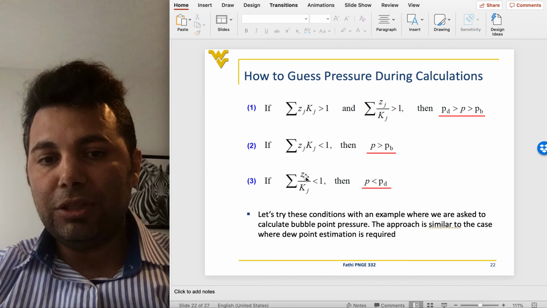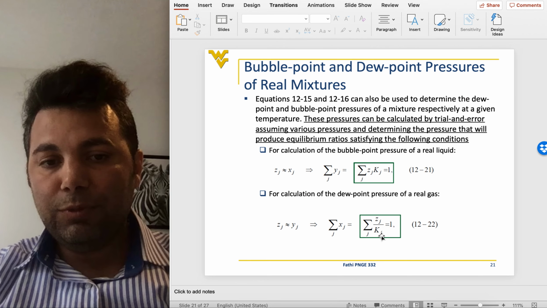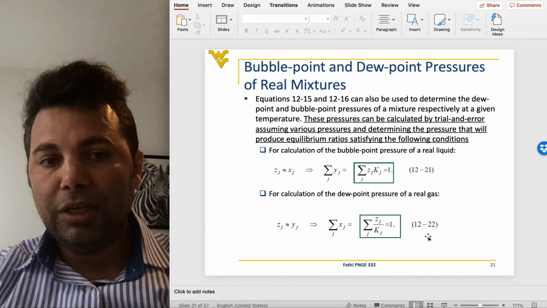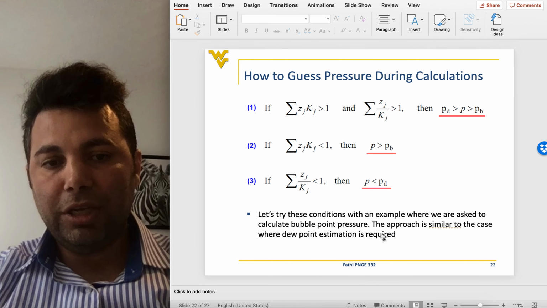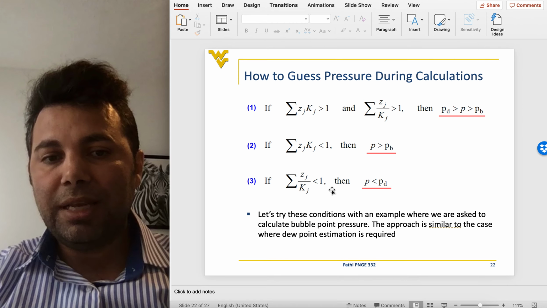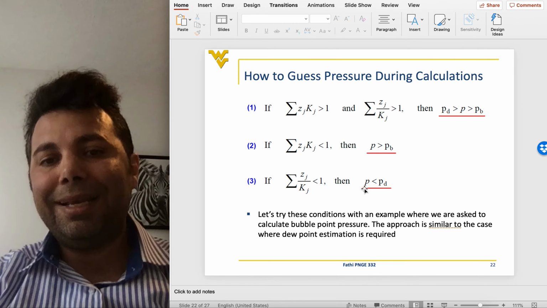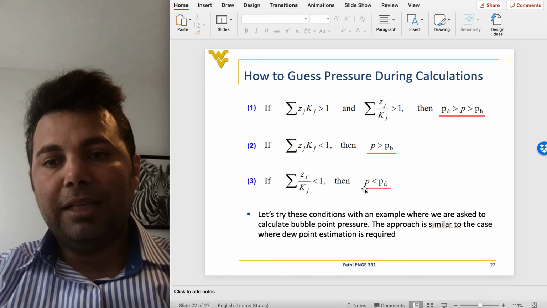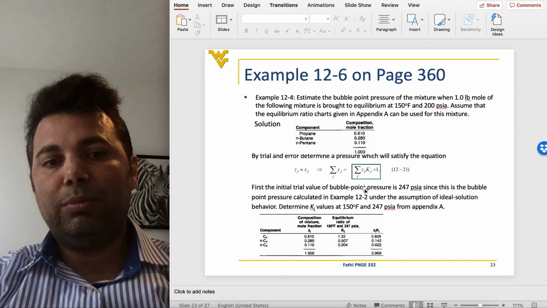How? Again, the Zj, I know it. For Kj, I use the pressure that I find using the ideal solution, the reservoir temperature, and the composition. I read the Kj values, and then I calculate this summation of Zj over Kj. Again, if that summation is less than 1, I know the pressure I picked is less than the dew point. So for my next guess, I pick a value greater than the initial guess. And then I will do this twice, and then I do the linear interpolation to find the bubble point.